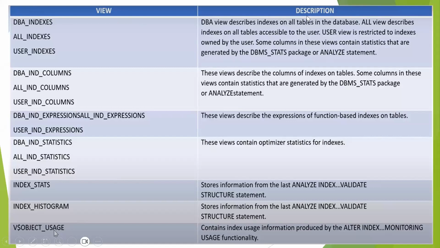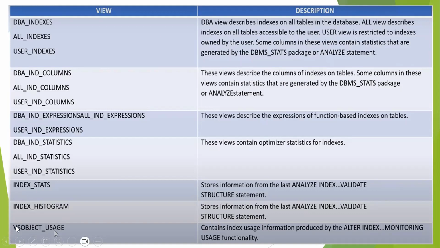Here, this slide shows us some views and their descriptions, like DBA_INDEXES, ALL_INDEXES, and USER_INDEXES. These views are used by the DBAs to view and describe the indexes on all tables in the database. The ALL view describes indexes on all tables accessible to the user. The USER view is restricted to indexes owned by the user.